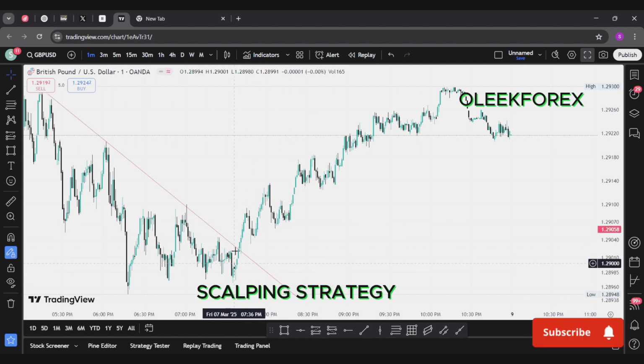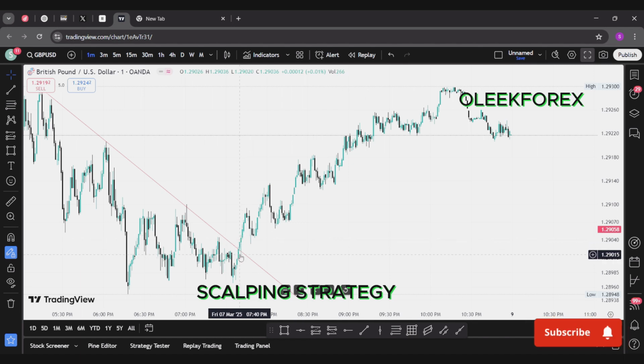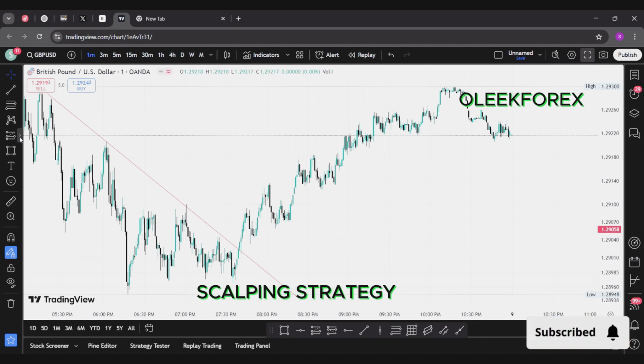Once it breaks with an engulfing candle, what they wait for is to see it break, close outside the trend line, and come back with this candle to retest. Awesome. They get into their trade.